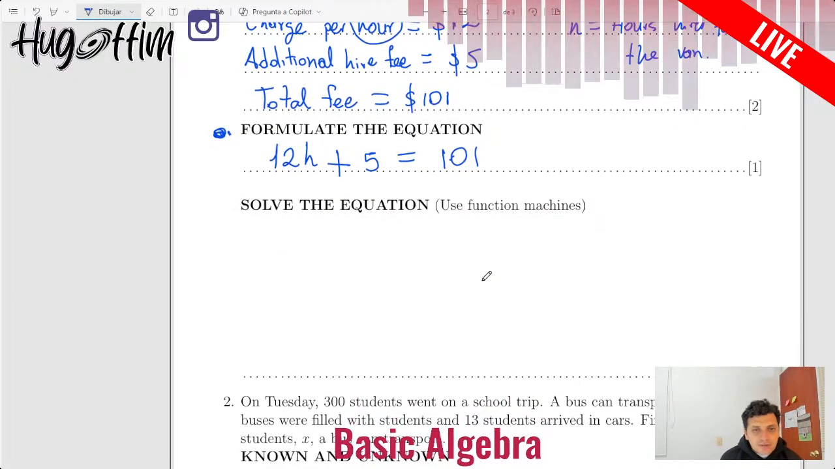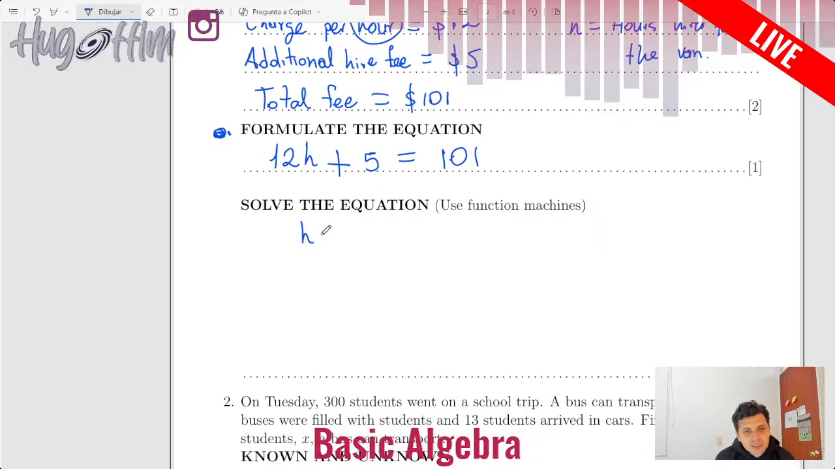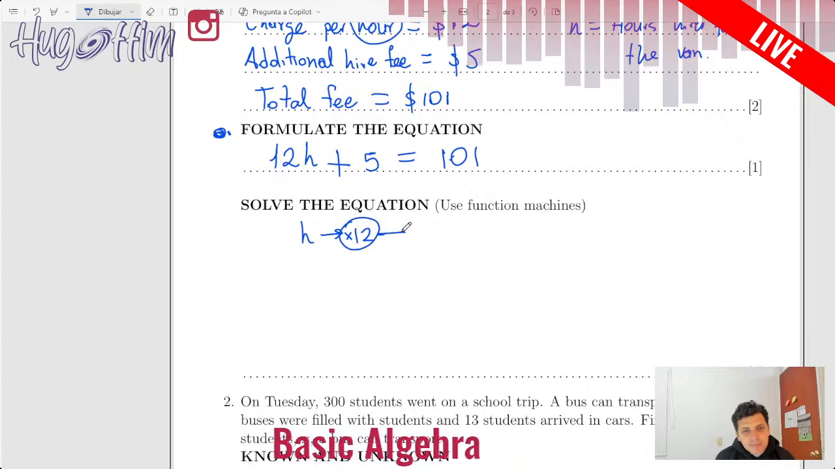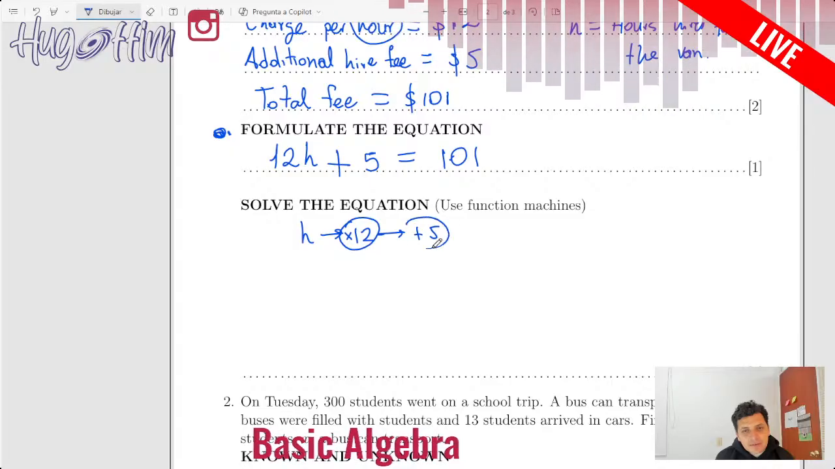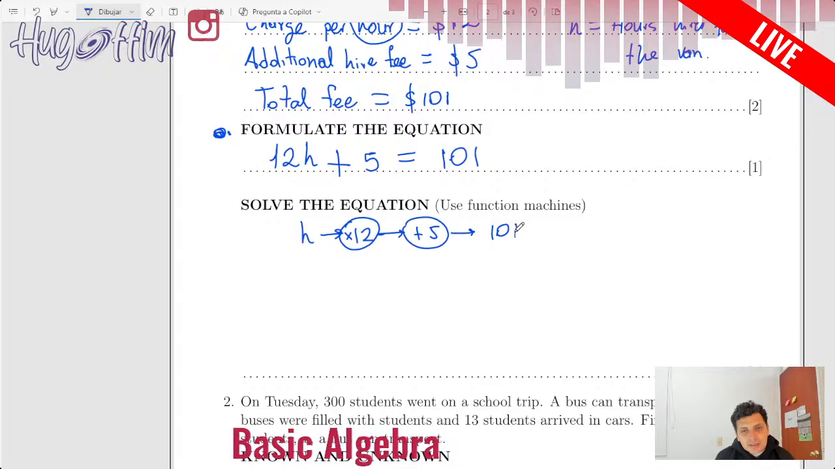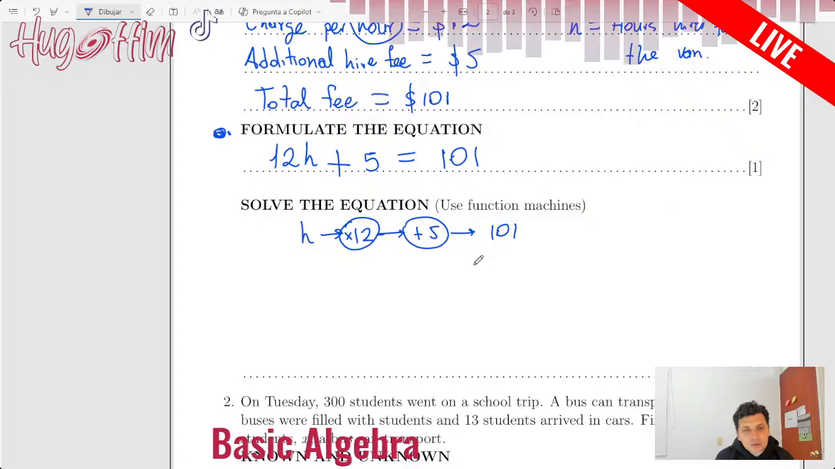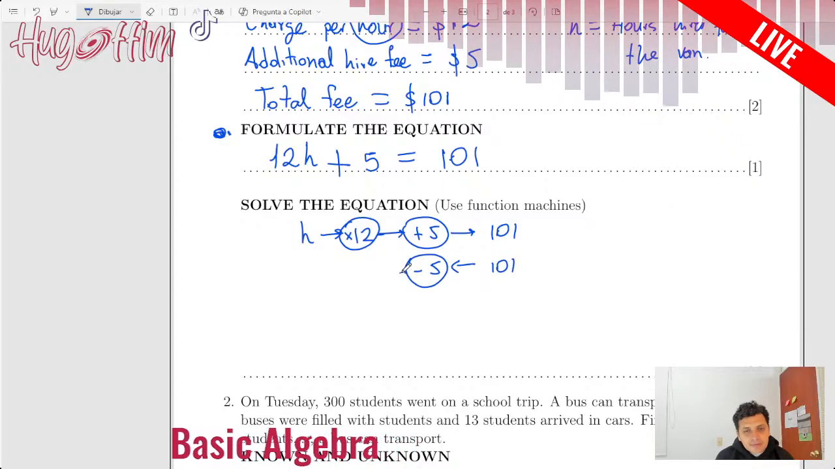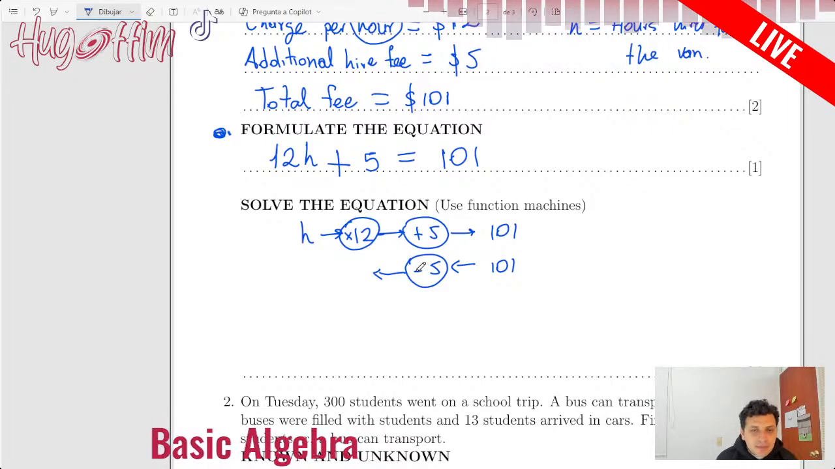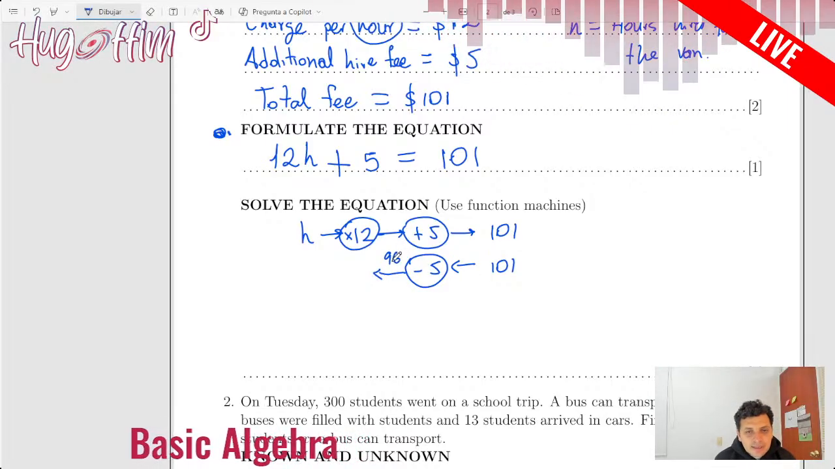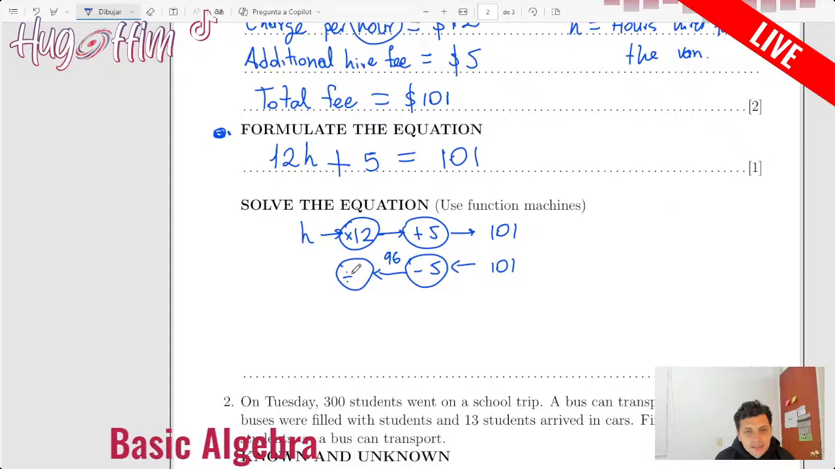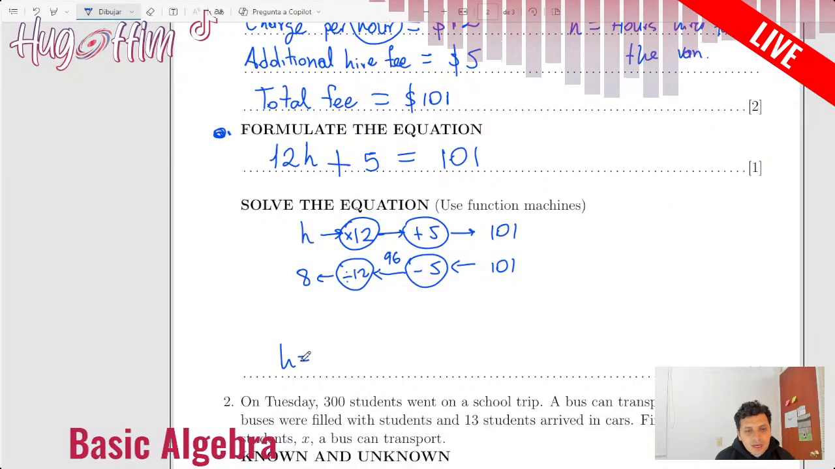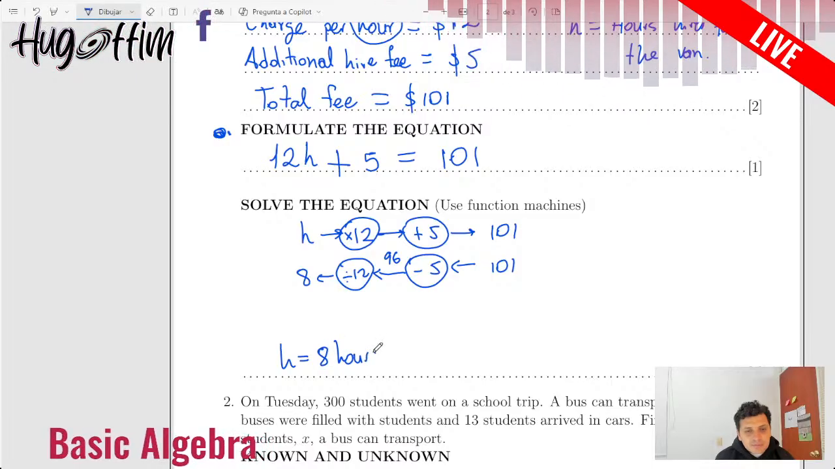I just need to solve it. You can use the function machine to solve it. H, I multiply H by 12. Then I take and add 5. And I got 101. So I'm going to get back in my function machine. Subtract 5. 101 minus 5 is 96. 96 divided by 12 is 8. So the van was hired for 8 hours.